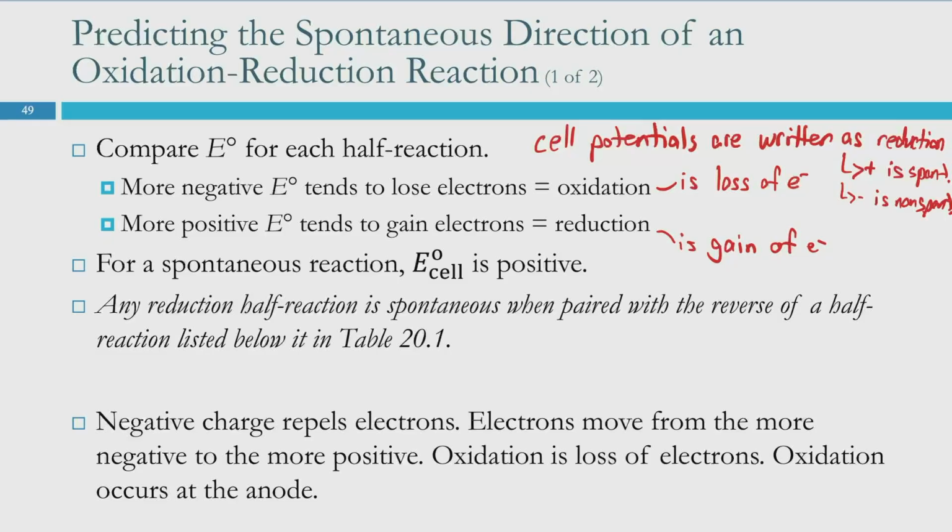If you don't want to think about it this way, then a rule that you can memorize: any reduction half reaction is spontaneous when paired with the reverse of one below it. And this gives a positive standard cell potential.